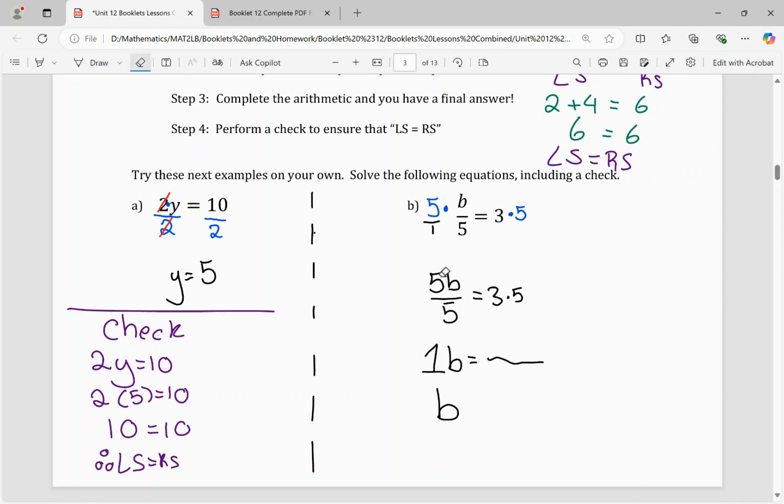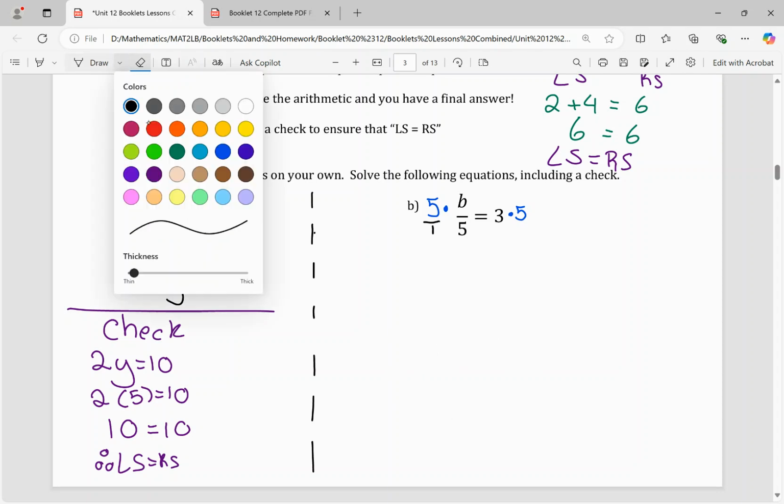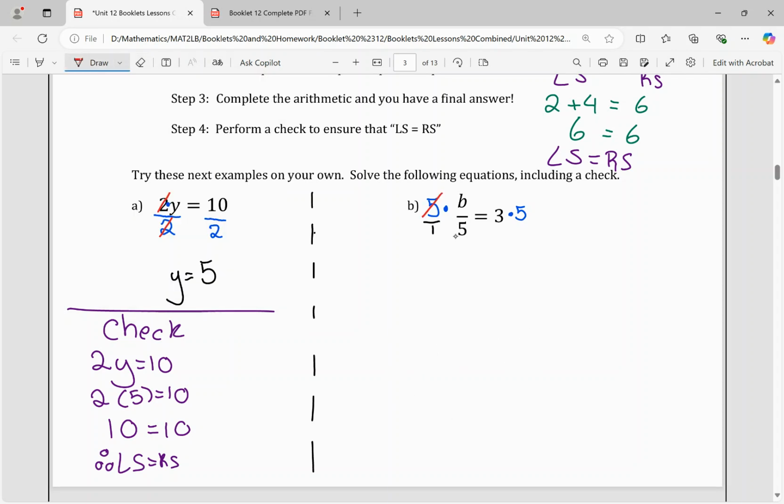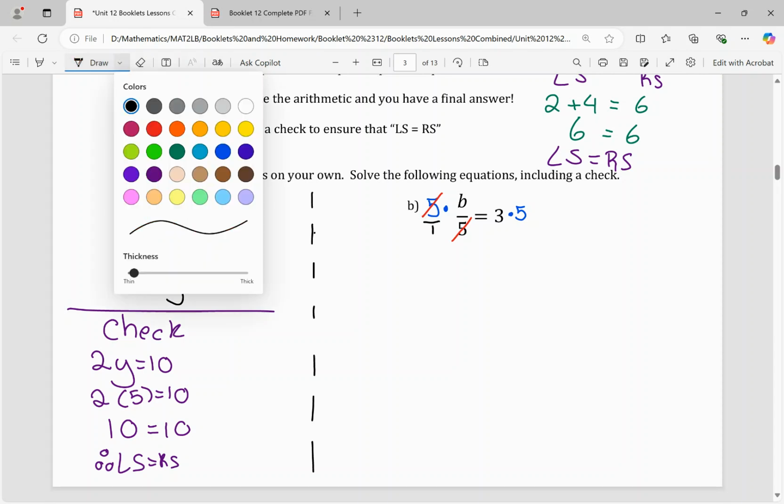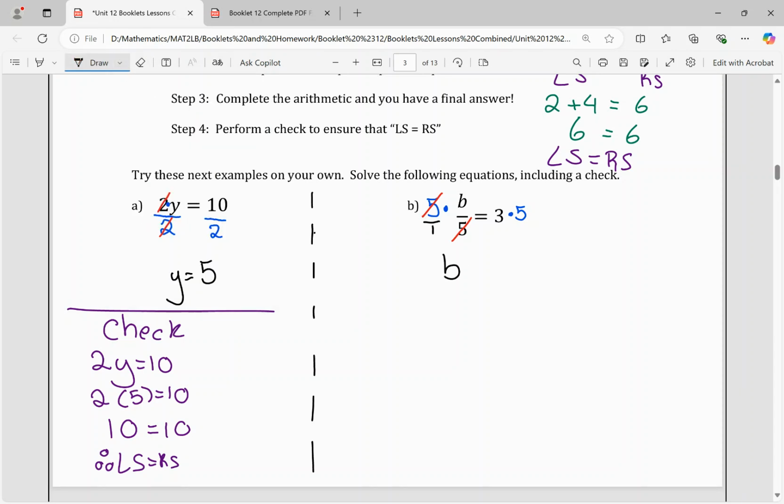So you don't need to write all of this. You just need to understand that this 5 and this 5 are going to reduce. They're going to cancel each other out. And that's going to leave you with just a b on the left-hand side. You have isolated for b. Now on the right-hand side, we have 3 times 5, which is equal to 15. So b must be equal to 15.